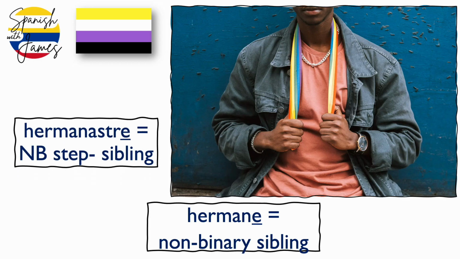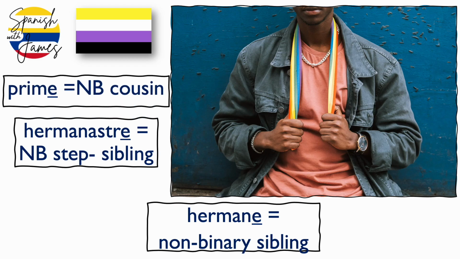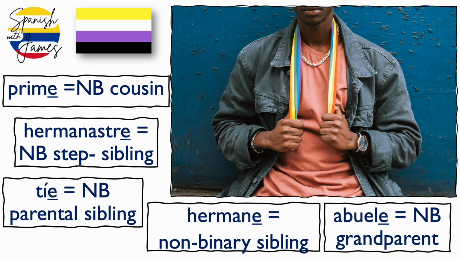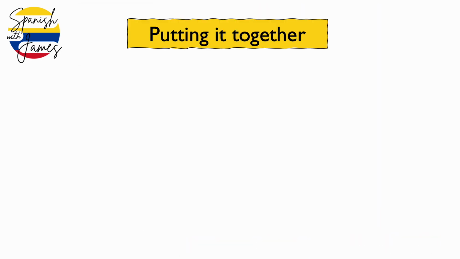Hermanastre, a non-binary step-sibling. If they were a cousin, again English is a wonderful language for being gender-inclusive because like the word cousin, it doesn't have any gender connotations. In Spanish we could say prime instead of primo, prima. So it's really simple. We know the O ending, we know the A ending, we're just adding a third ending into the mix. So let's put all that together and see what we can come up with.